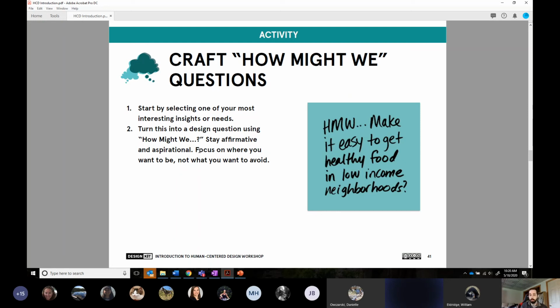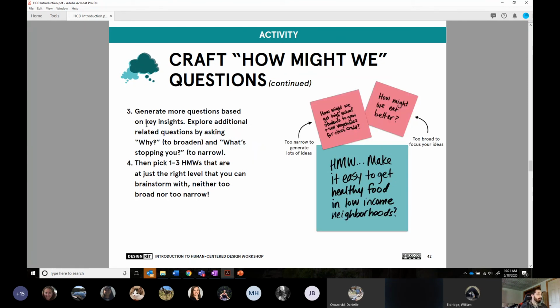If you're familiar with the 5 whys, the whys are really great for broadening a question. So if it feels too narrow, you can ask why this thing is happening, and it will bring you up several levels. If you feel like you're too broad and you want to narrow it, you can ask basically any of the other question-asking words, so who or when or where, and those will help you narrow the how might we question that you're looking at. There's a bit of an art to picking out a good how might we question that generates a lot of ideas. Yeah, so ask why to broaden, or what's stopping you to narrow.